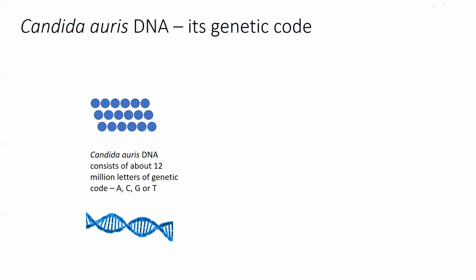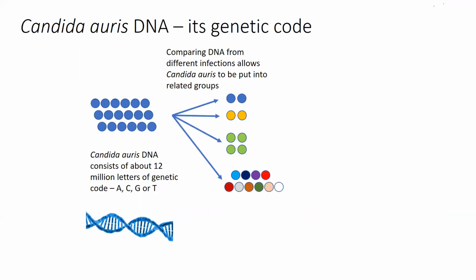Candida auris, its genome consists of about 12 million base pairs of DNA, so A, C, G, and T all lined up. And what that allows us to do is, if we imagine all those blue dots there in Candida auris that we just see down the microscope or growing on a plate, we can subdivide it. So we can put Candida auris into related groups.